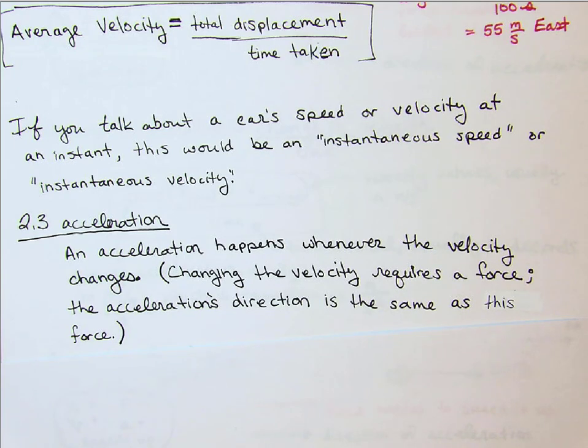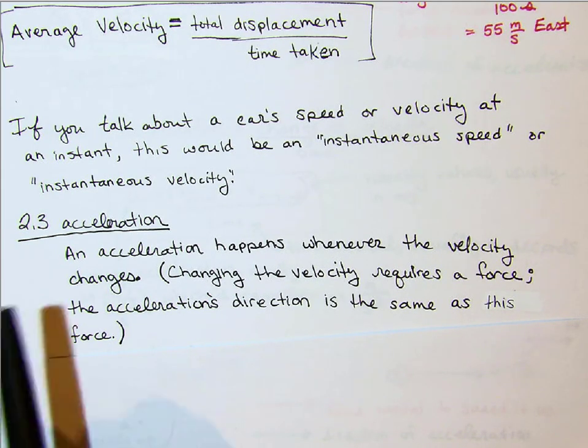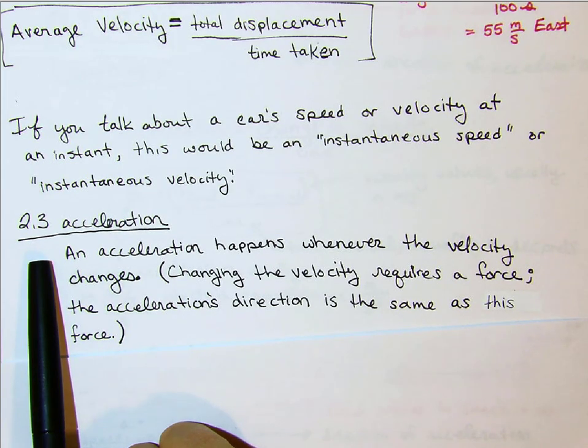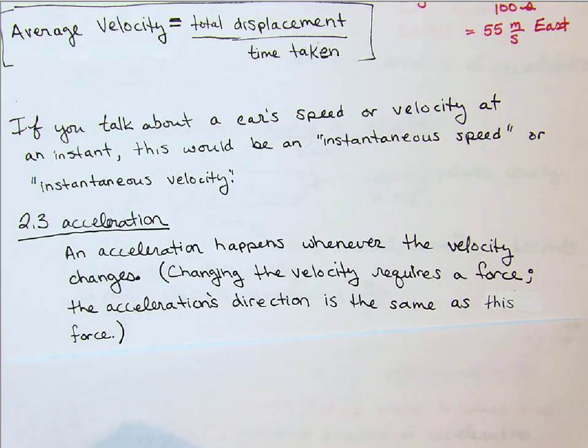In section 2.3, we're going to introduce acceleration, which can be a little bit trickier. So let's just give it a shot, and you guys let me know if you get stuck. An acceleration happens whenever the velocity changes. That's the definition of an acceleration: the rate of change of your velocity. But the direction of the acceleration can be quite tricky.